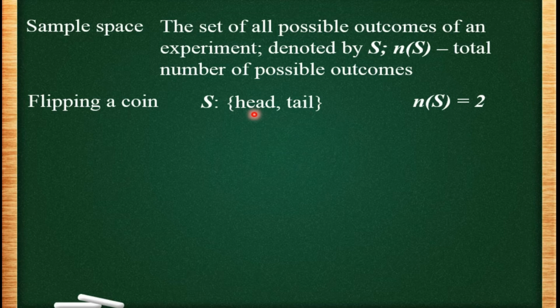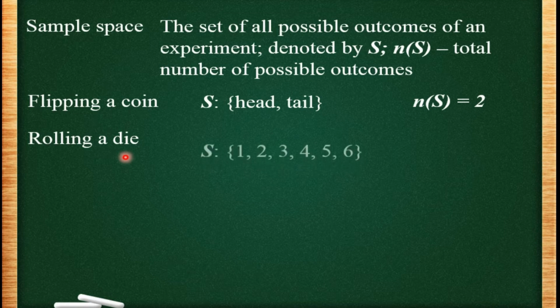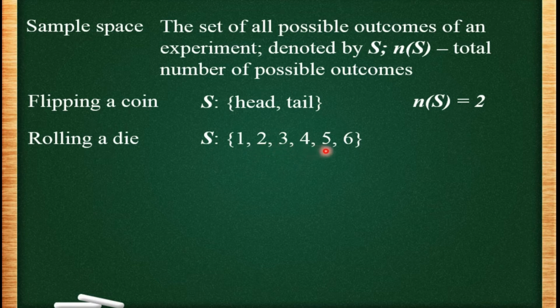Let us look at the example for rolling a die. The possible outcomes in this experiment are the numbers 1, 2, 3, 4, 5, 6, which we enumerate inside the brackets, and they will now compose our sample space. Therefore, our N of S is equal to 6. That's 1, 2, 3, 4, 5, 6. I hope you're still following.